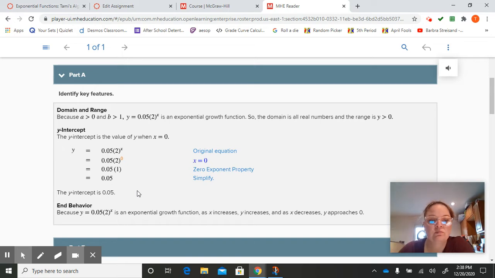The end behavior, because it's an exponential growth function, as x increases, y increases, and as x decreases, y approaches 0. So we have our domain, those are our x's, which is all real numbers, everything going up 0 through infinity, okay? And we have our y's, which is our range, which is everything bigger than 0. So we're going to be looking at our graph going up.